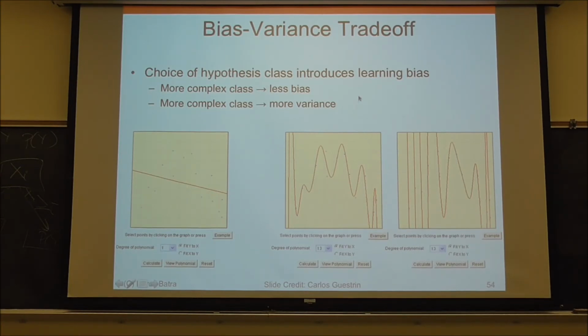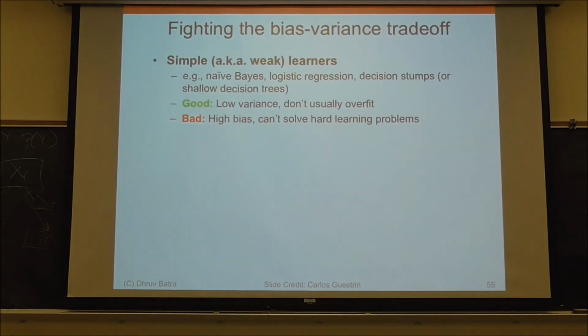The more complex they are, the less bias they will have, which means that they can actually learn a lot of things and they will give you really low training error, but they will also have high variance, which means slight changes of the training data will give you large differences.